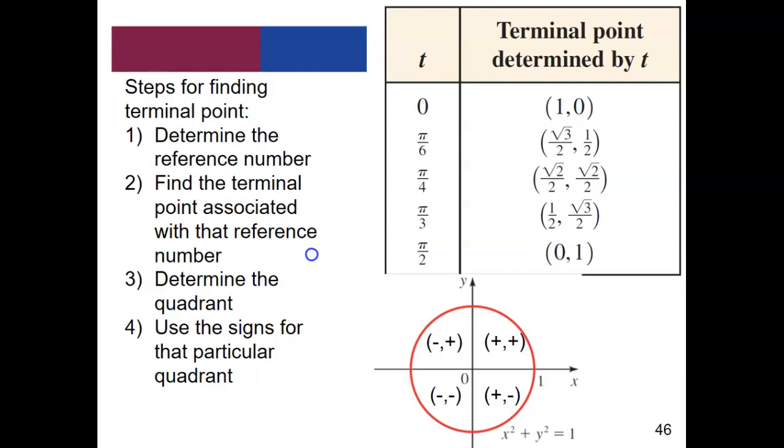Okay, so we're going to use these reference numbers to determine our terminal points. So I've listed a couple steps here. First thing is to determine your reference number. Second, find the terminal point associated with that reference number. So for the most part, it's going to be these that are going to be your terminal points. Determine the quadrant, and so we've got the signs assigned for each of the quadrants, and then use the sign for that particular quadrant to give your terminal point.